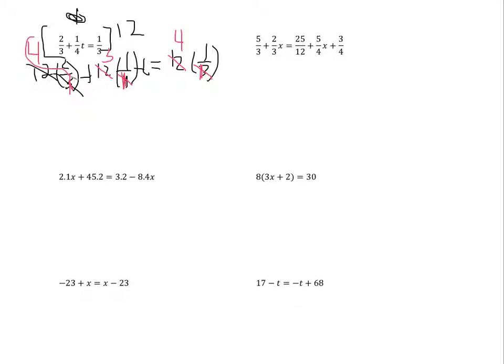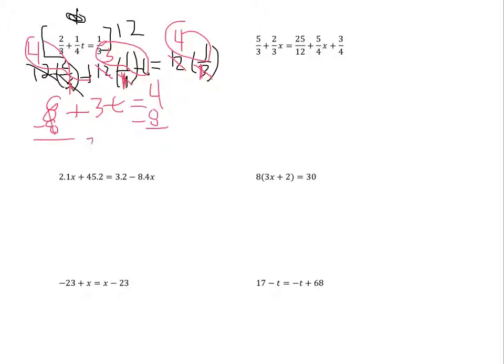Now here we have 4 times 2, that's going to be 8. Here we have 3 times 1 times t, which is just 3t. And over here we have 4 times 1, which is 4. Now, once we have it here, it's much easier to manipulate this and solve it like we normally would. So we want to get the 8 to the right side, so subtracting 8 from both sides.